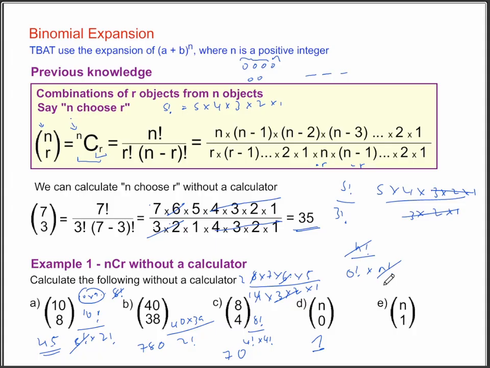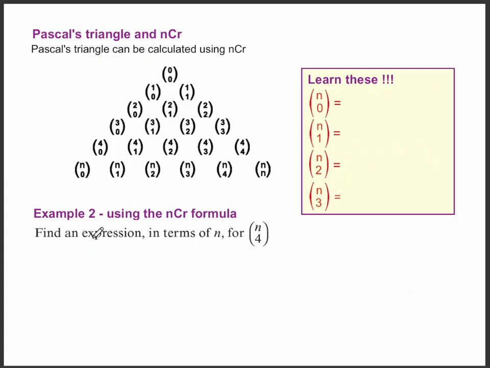Finally, N choose 1. Again, we'll have N factorial, which is just equal to N times N minus 1 factorial. Okay? And we're going to divide it by 1 factorial times N minus 1 factorial. Then again, these two can cancel out. We remain with N over 1 factorial, which is just going to equal N. Next, Pascal's triangle can also be calculated using N choose R.